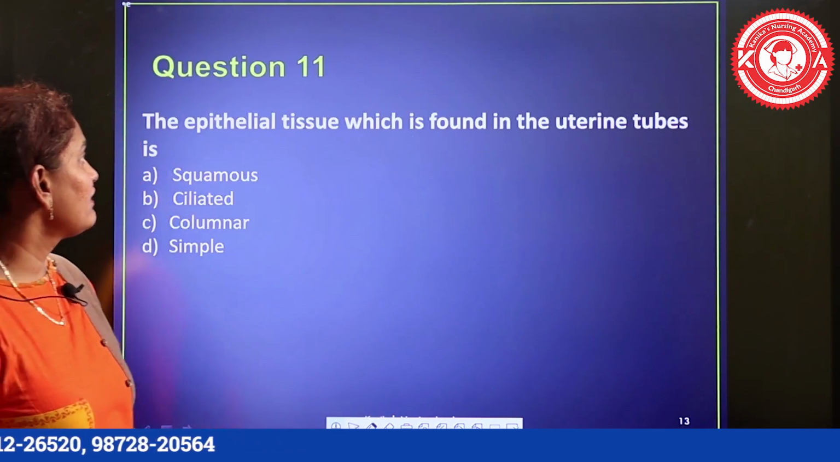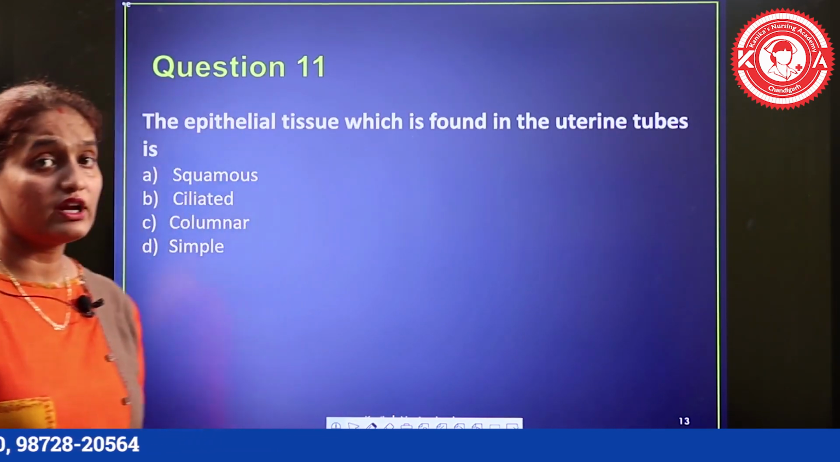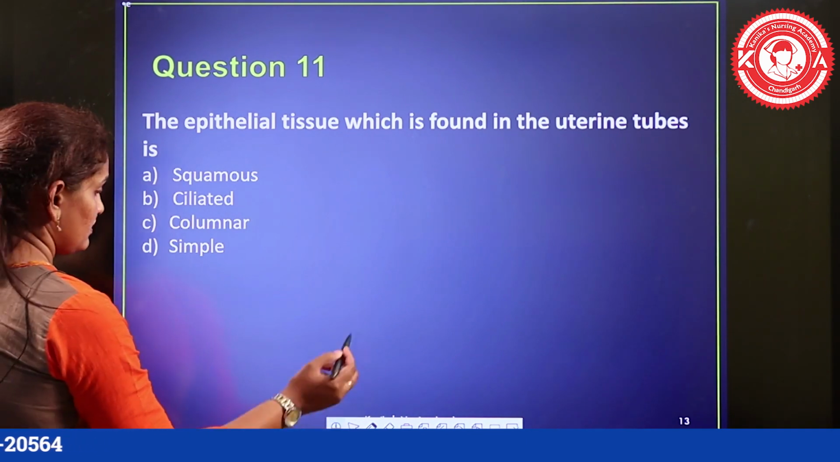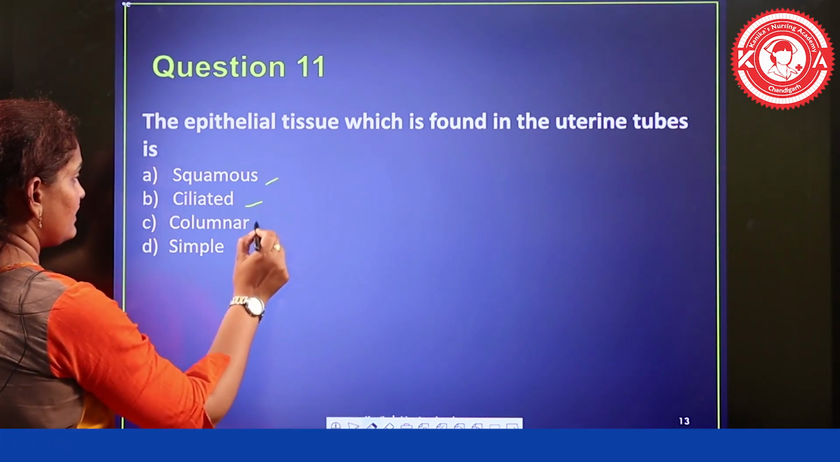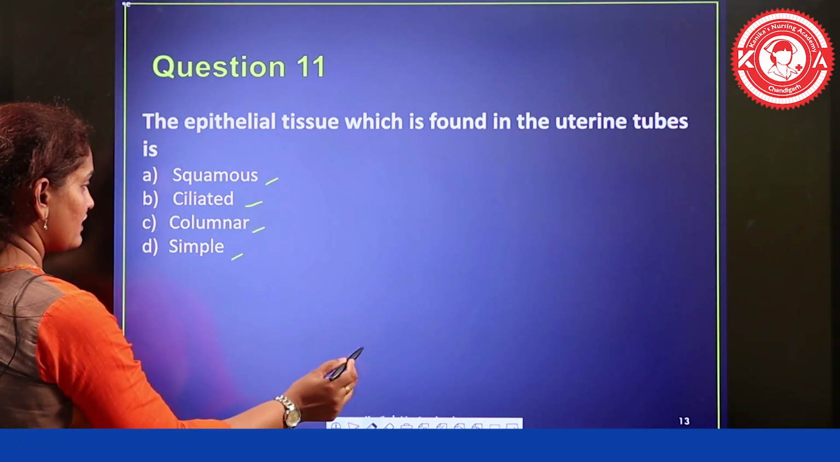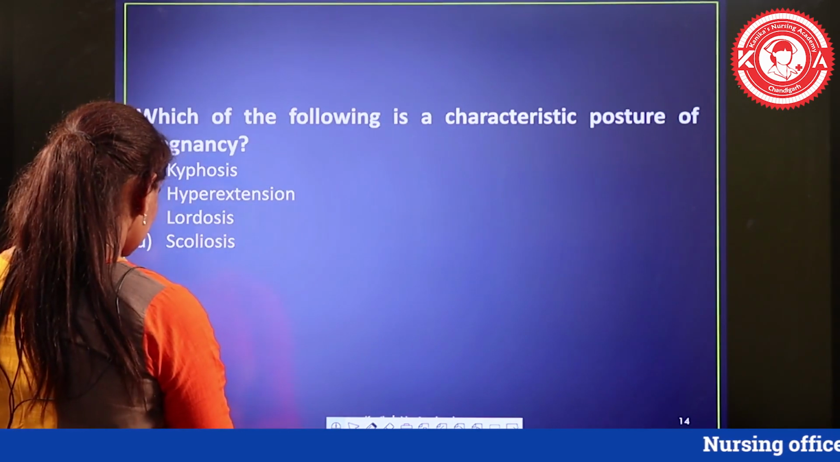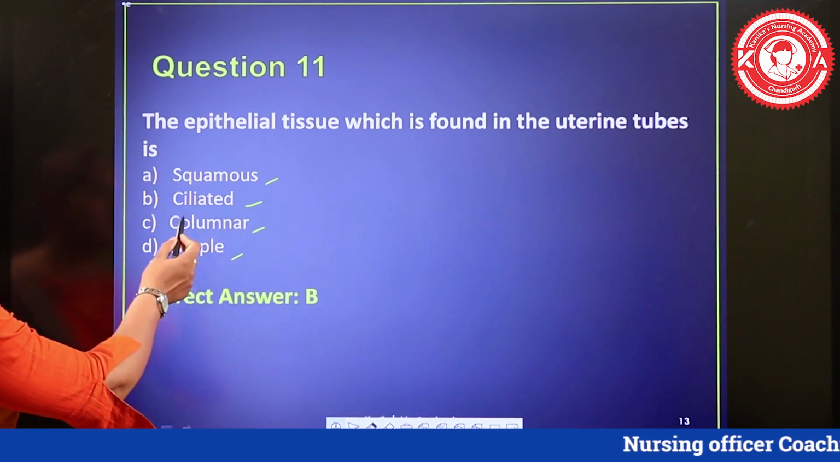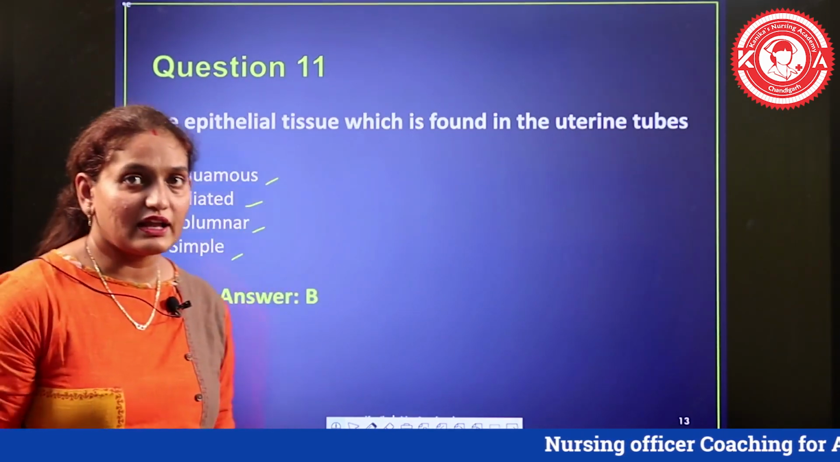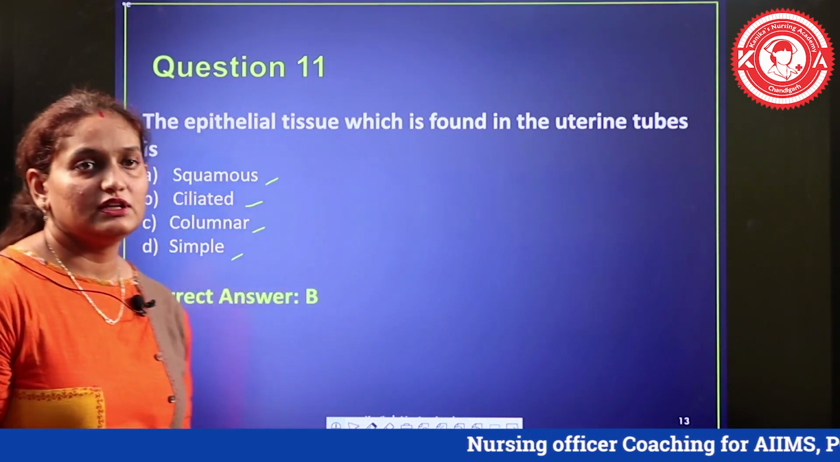Next is question number 11. The epithelial tissue which is found in the uterine tube is: squamous, ciliated, columnar, or simple. The answer is B, that is ciliated. So uterine tubes are lined with the ciliated epithelial layer.